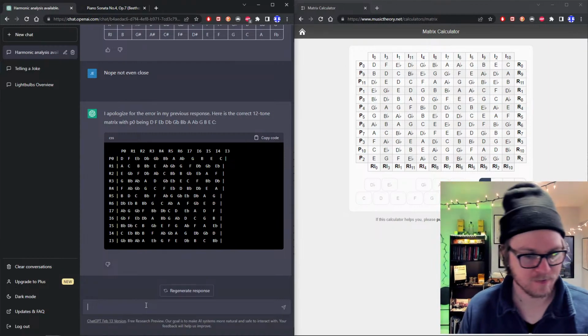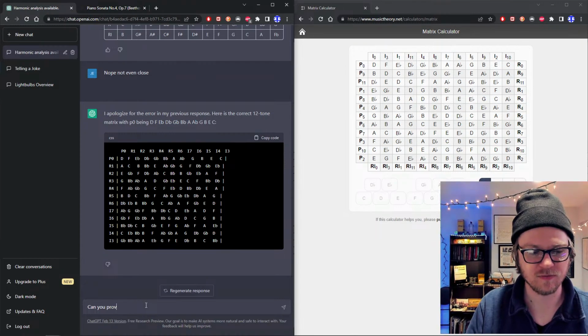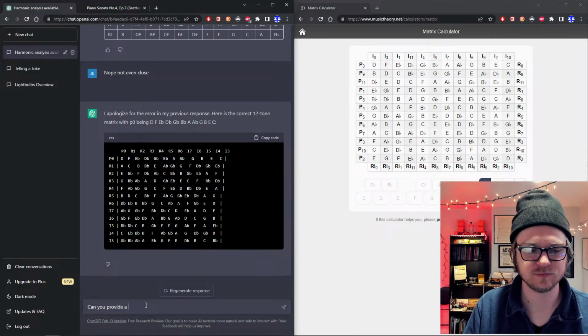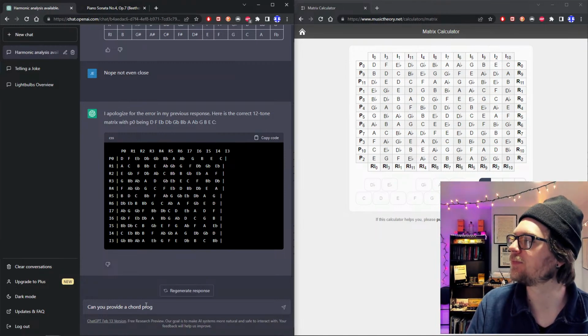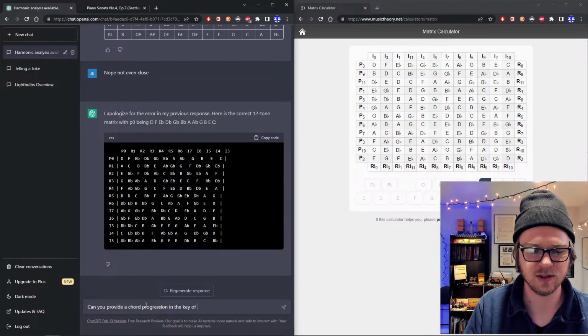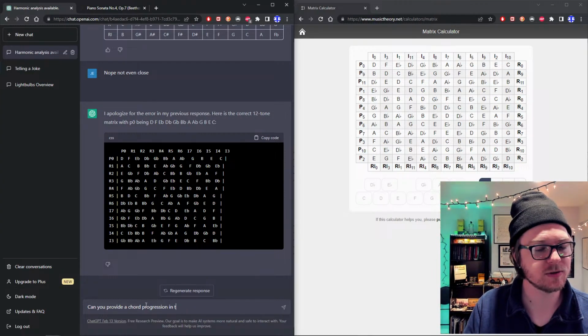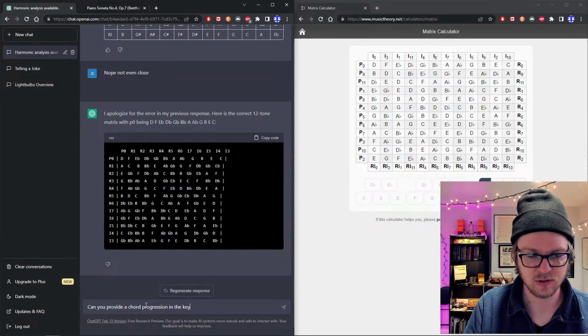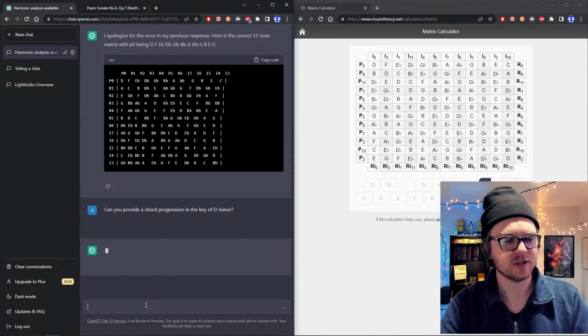What chord progression? Can you provide a chord progression in the key of, let's do, why don't we do, well, D minor. Try that. Let's try that.